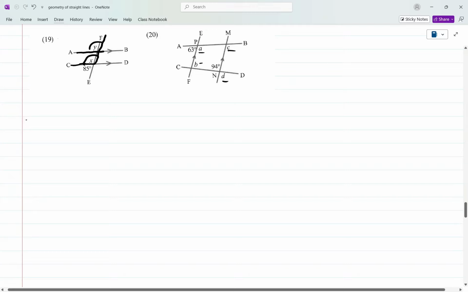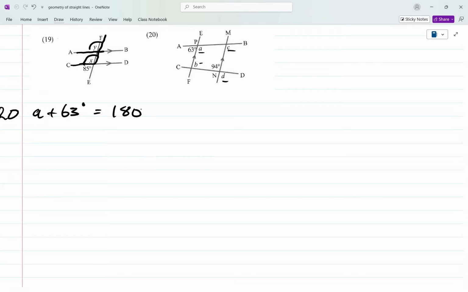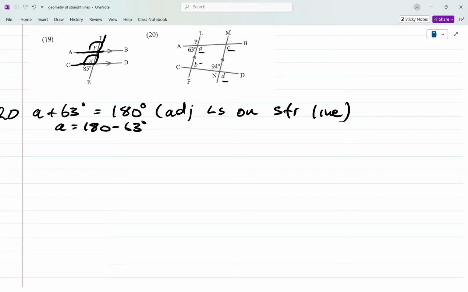Right, I'm going to start with A, with number 20. I'm going to say A plus 63 degrees, I must get 180 on the right hand side. The reason for this will be adjacent angles on a straight line. This will make A to be 180 minus 63. Therefore, A is giving you 117 degrees.